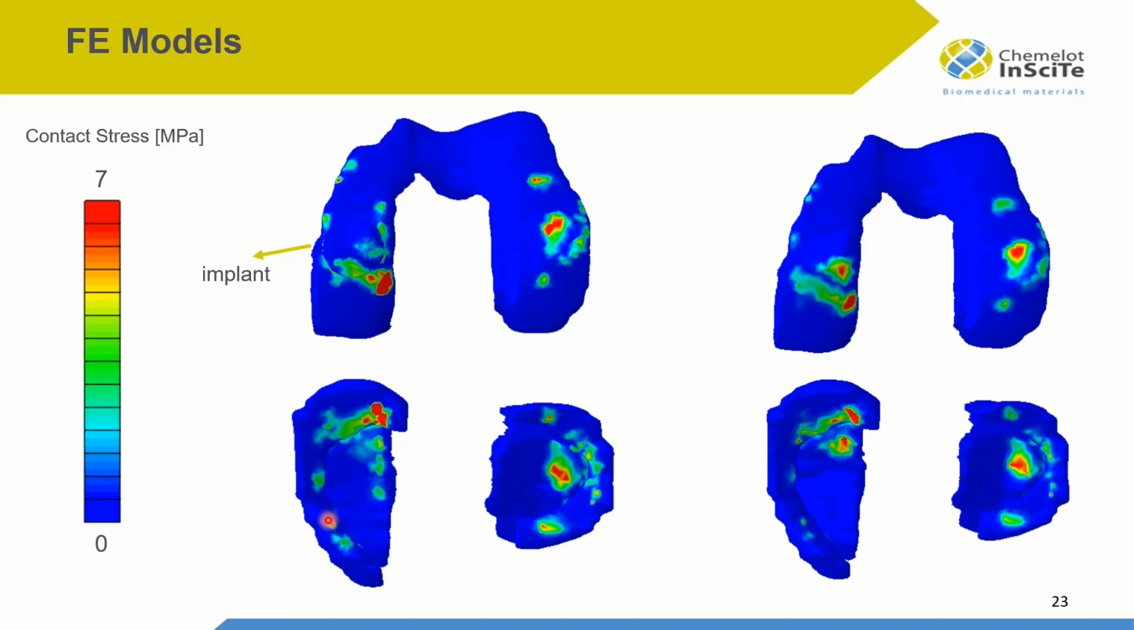In order to get more information, we can also compare the contact stress intensities. Here we see that the femoral cartilage with the implant has slightly more stresses compared to the original case. And then the higher stress intensity region also corresponds to the higher stress intensity region in the meniscus.